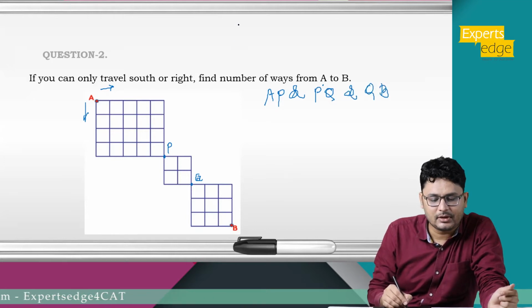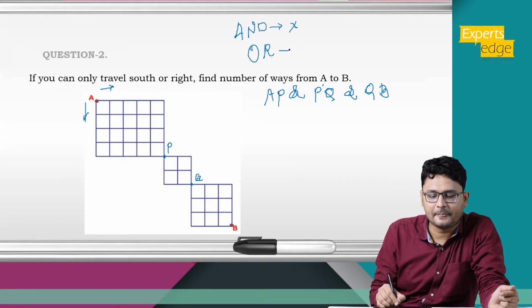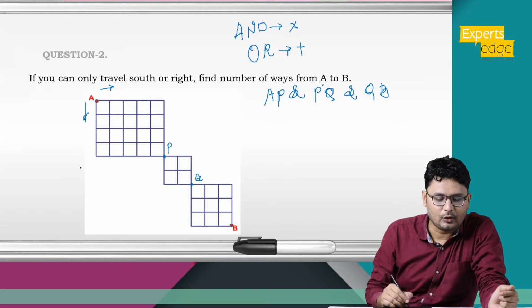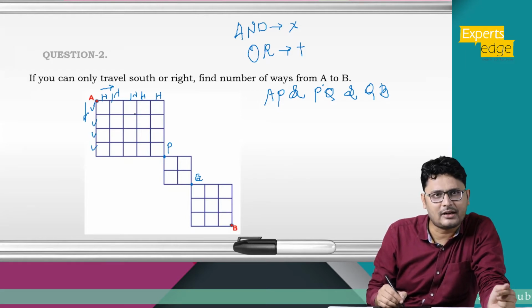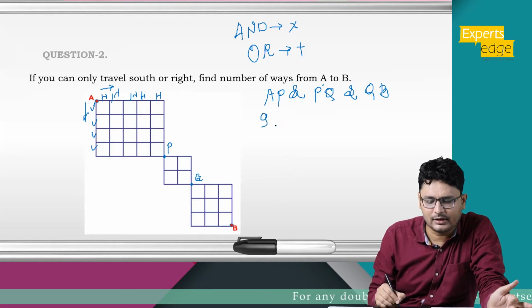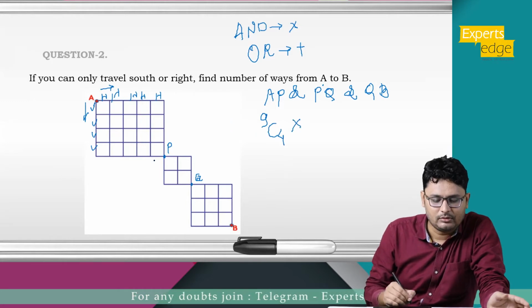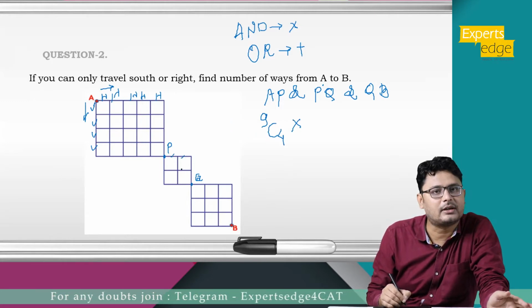Please remember, I have said this earlier: whenever 'and' comes, 'and' always means multiplication and 'or' means addition. So A to P, how many ways are there? How many are horizontal? 1, 2, 3, 4, 5, and vertical 1, 2, 3 and 4. So 5 horizontal, 4 vertical. I'll directly write the answer now. Add them, that is 9. Keep the smaller value, that is 4. 9C4, and into P to Q, 2 horizontal, 2 vertical, so 2 plus 2, 4.